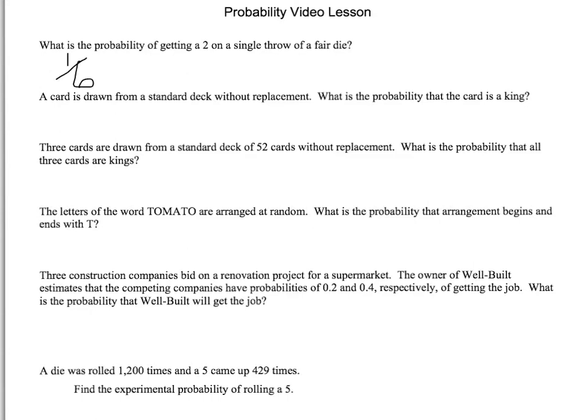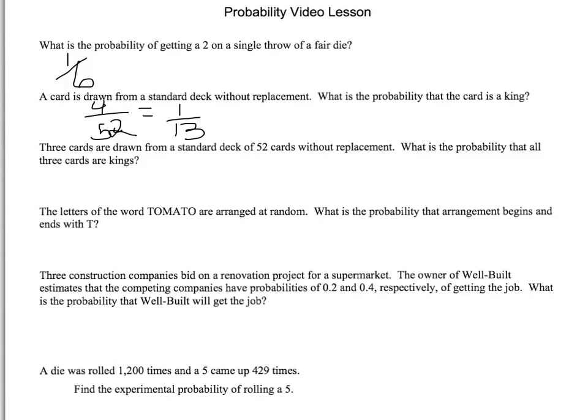A card is drawn from a standard deck without replacement. What is the probability that the card is a king? Well, there are 52 cards in the deck, and there are 4 of them that are kings. So 4 out of 52, which I can reduce, it's 1/13.